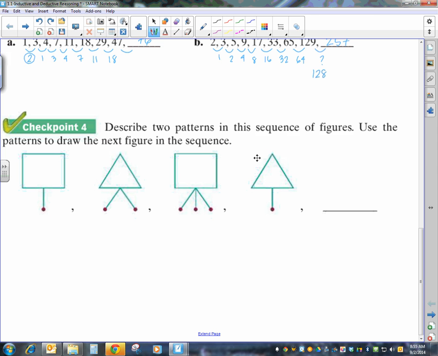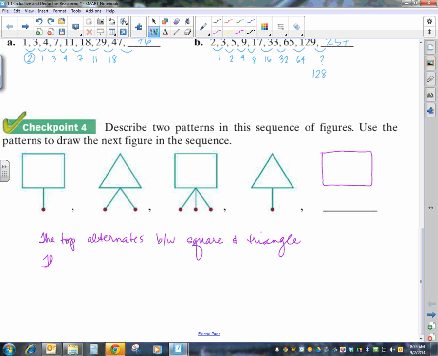So look at the actual top part of the figure, and you see that the top alternates between a square and a triangle. So the next figure, square, triangle, square, triangle, square, that's supposed to be a square.